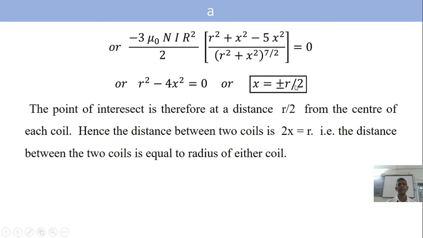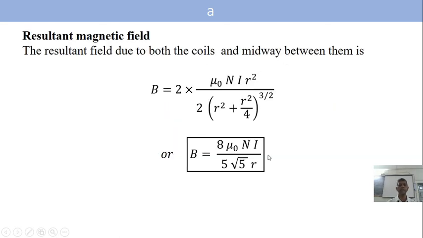Plus or minus r/2, or r is equal to 2 times x. That is, the point of intersection is therefore at a distance r/2 from the center of each coil. Hence, the distance between the two coils is 2x, that is equal to what? The radius r of either coil. That is, the distance between the two coils is equal to the radius of either coil.